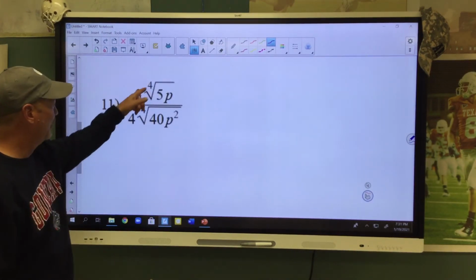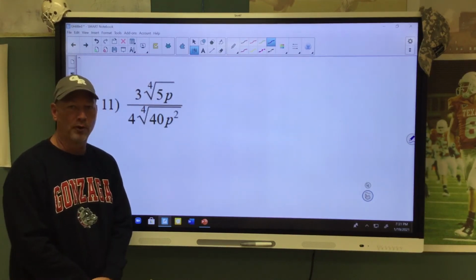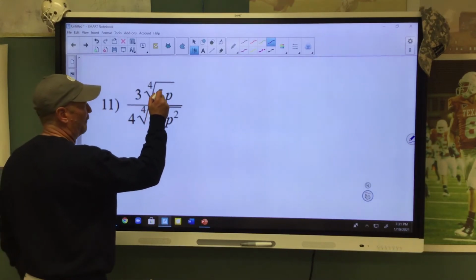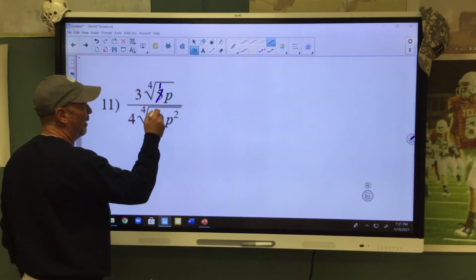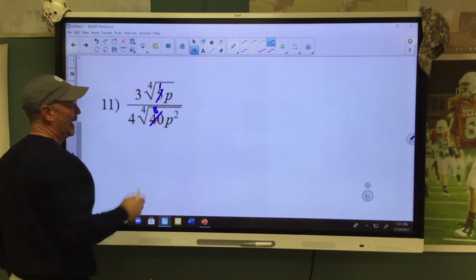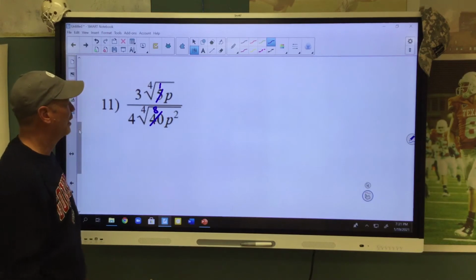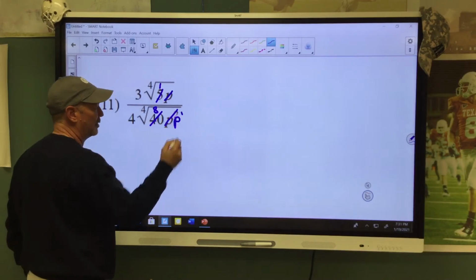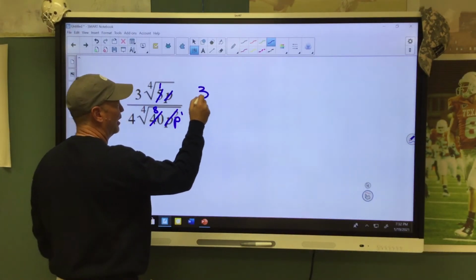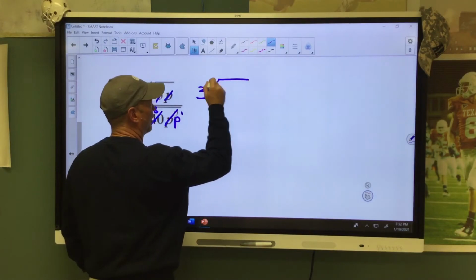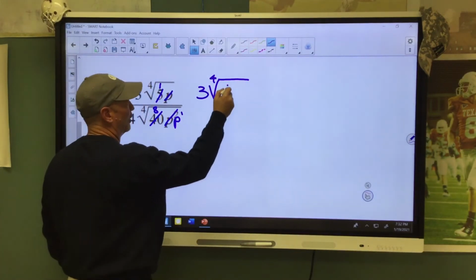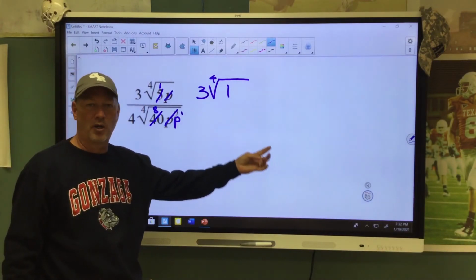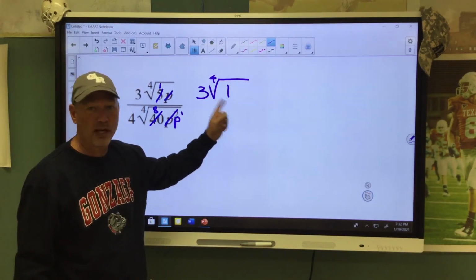All right, look at my root. My root is a 4. So we're going to try to reduce if we can, okay? We're going to say that 5 goes into 5 1 time, 5 goes into 40 8 times. Look at the p's. The p's will reduce to p to the first. So this gives me 3 and the 4th root of 1. Well, what is the 4th root? What is 1 times 1 times 1 times 1? This is going to give me just a regular 1.